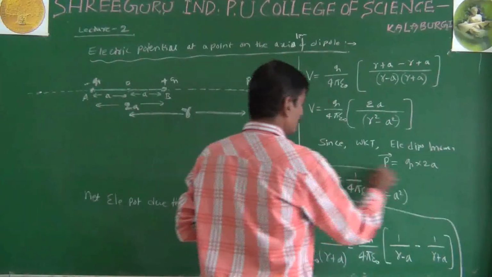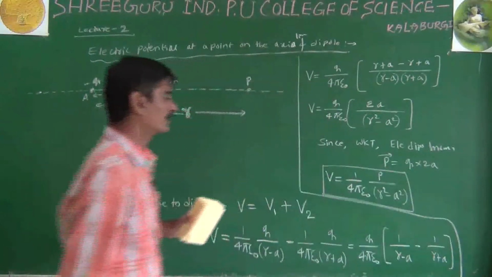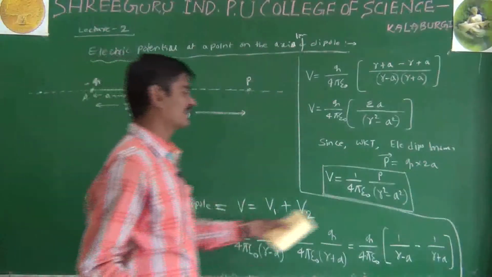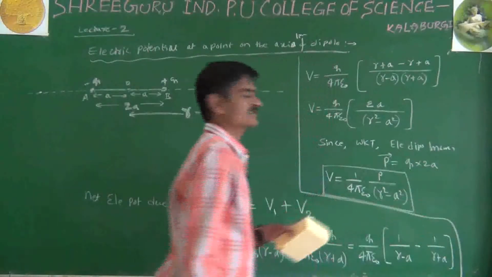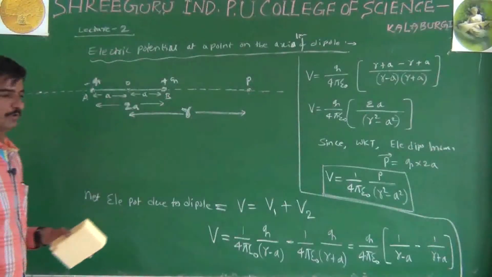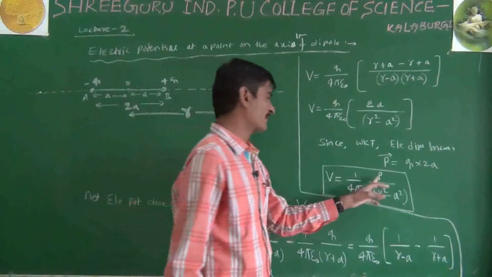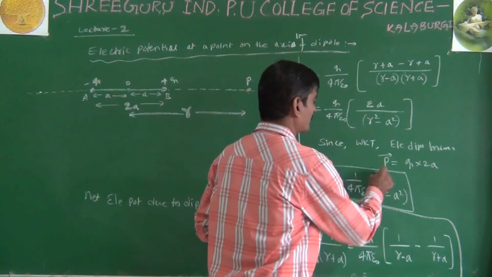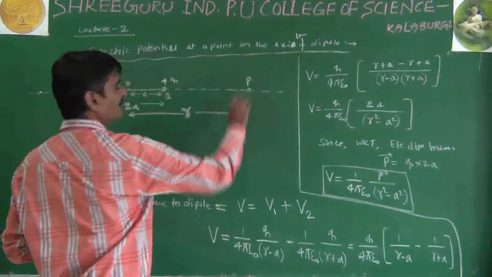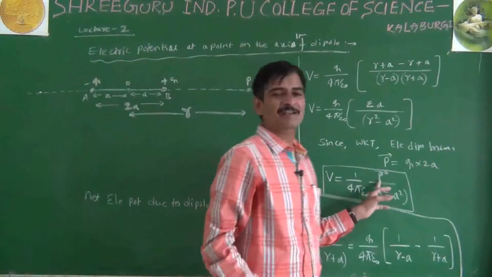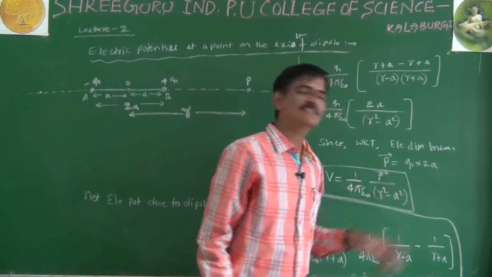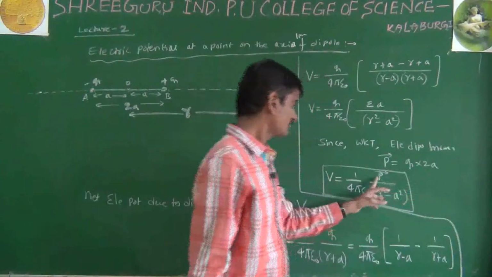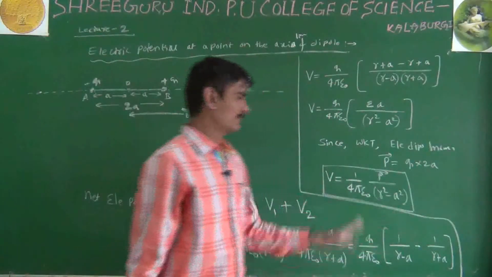So this is the formula for electric potential on the axial line of a dipole. So V is equal to 1 by 4 pi epsilon naught P, vector P. This P is not point P. This P is electric dipole moment, that is given by Q into 2A. Vector P divided by R square minus A square.